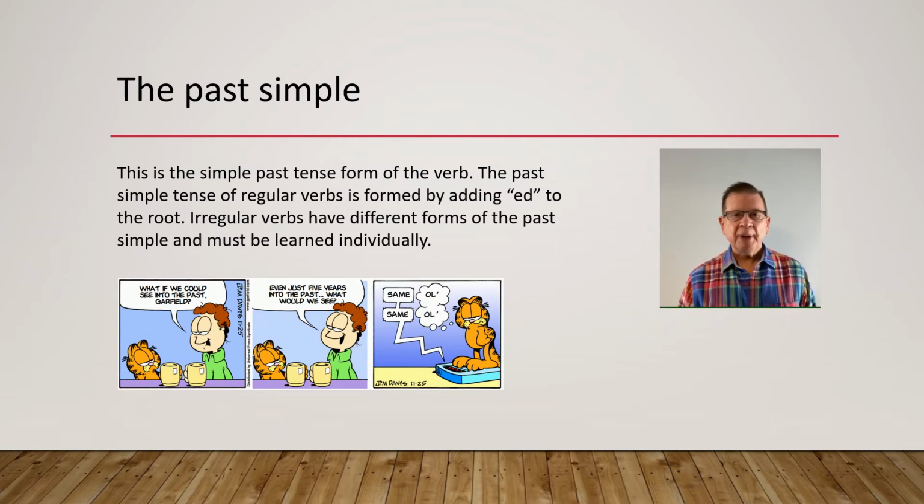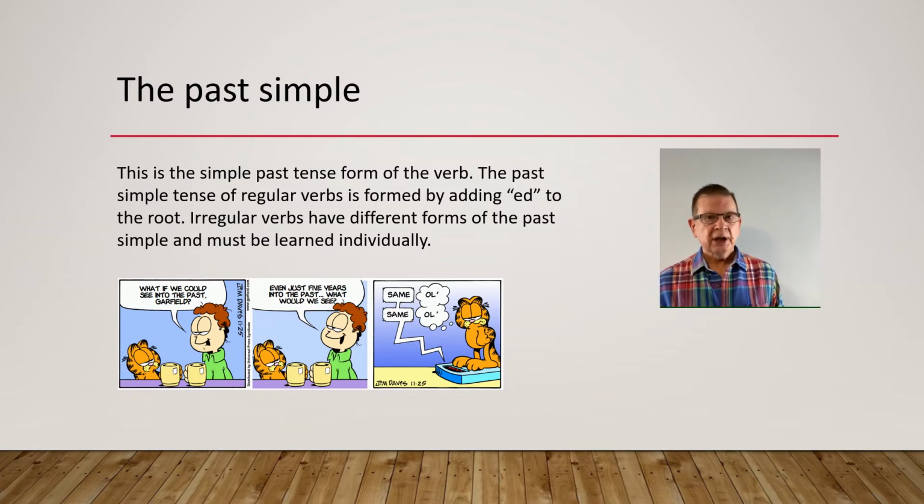Now we come to the past simple. As the name implies, this is a simple past tense form of the verb. The past simple tense of regular verbs is formed by adding -ed to the root. Irregular verbs have different forms of the past simple and must be learned individually.